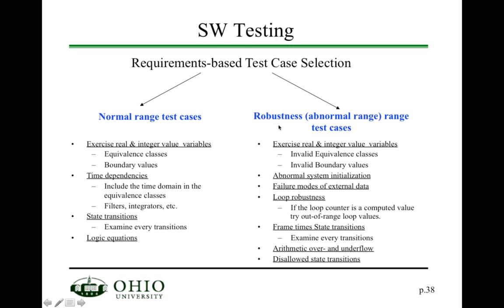And we're going to perform some robustness range test cases. Actually, we're going to check if there are some abnormal values of some of these integers or reals or time dependencies that we want to check out. These include arithmetic overflow and underflow, state transitions that are not really allowed or shouldn't exist, and abnormal system initialization that you wouldn't expect, but let's check it out anyways, to check if the code is robust against these.